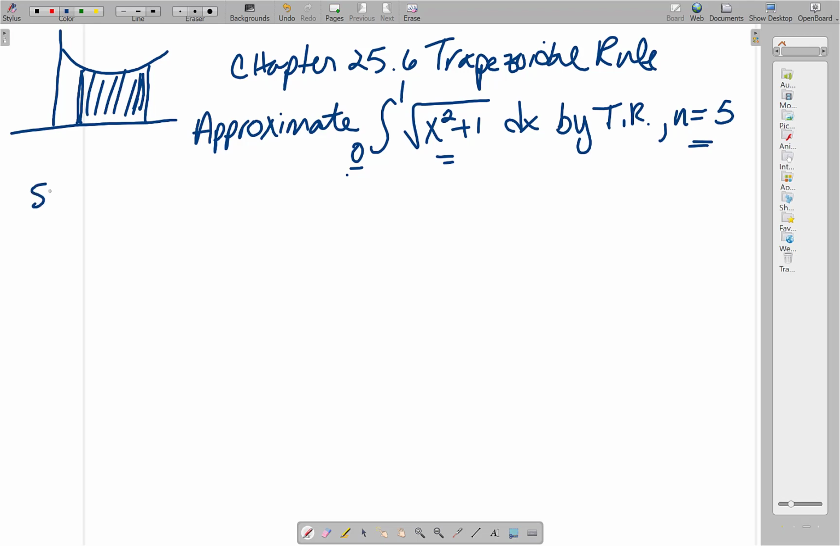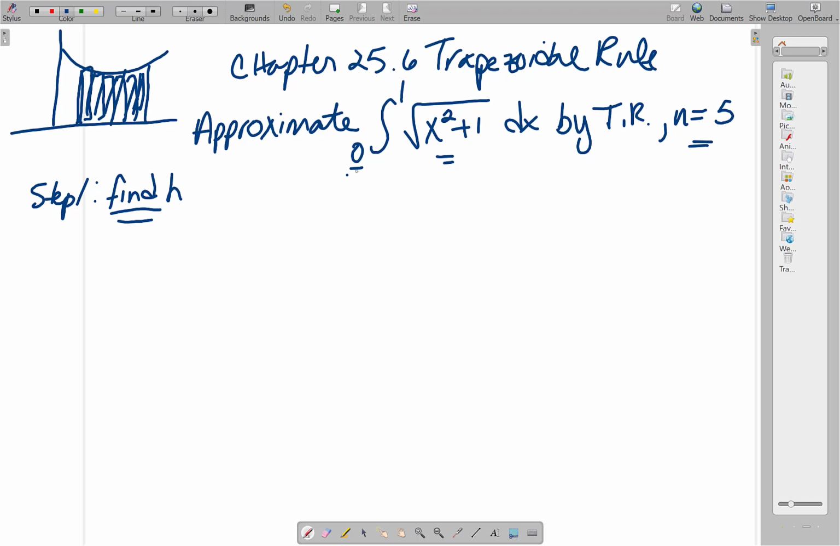So step 1, I've broken these into steps. Step 1 is find your h. What we're going to do is take this drawing and make these trapezoids, and then add them all up. But we have to find the area between each increment. It should make sense to you that the smaller the increments are, the better your approximation is going to be. Our increments are going to be in terms of h. That's what h tells us.